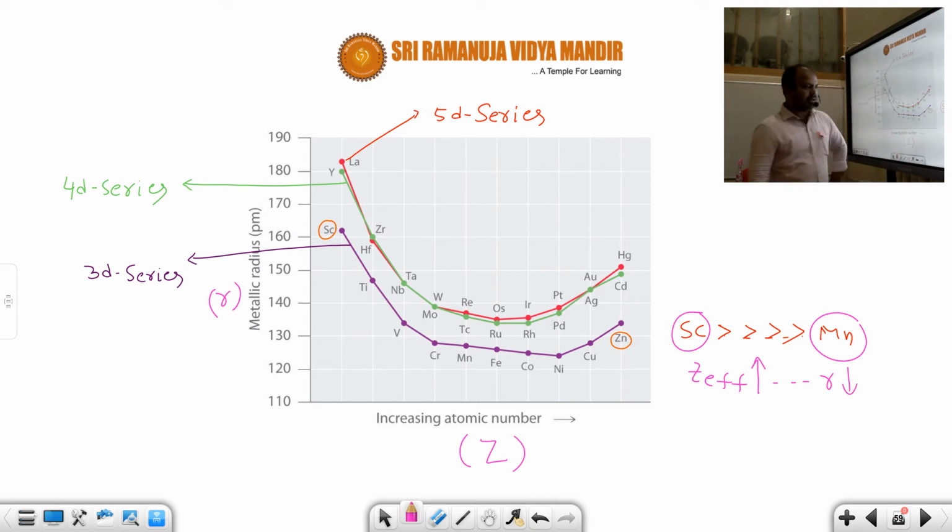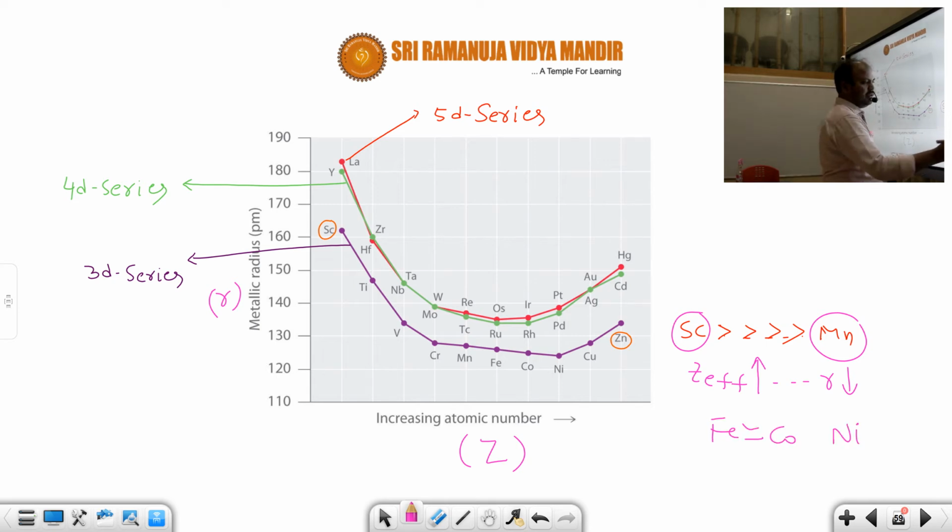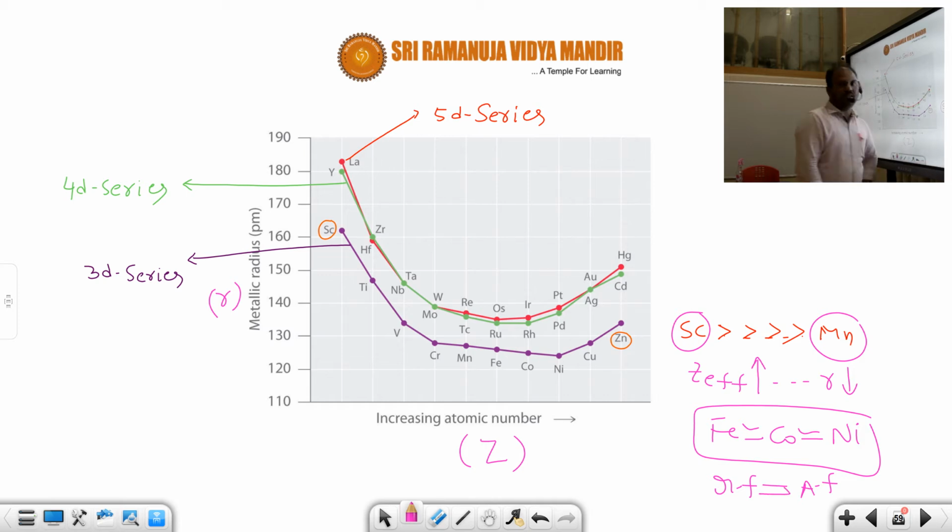This is the general trend. But where does the problem arise? In the middle part, after manganese, iron, cobalt, nickel have almost similar atomic radius. Here, repulsive forces and attraction forces balance each other. That's why the atomic radius neither increases nor decreases. So atomic radius is constant in the case of iron, cobalt, nickel.